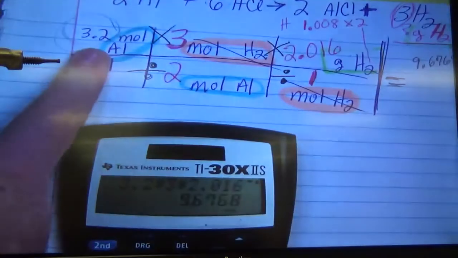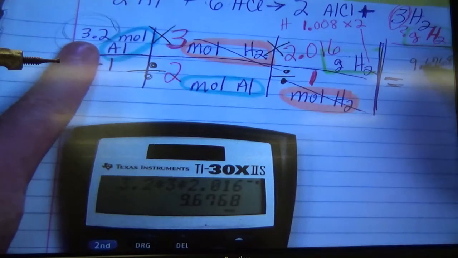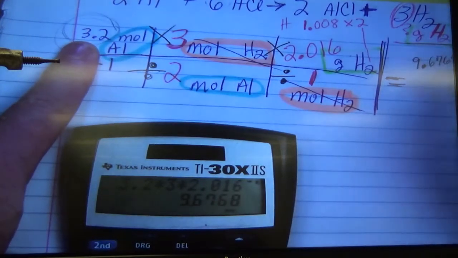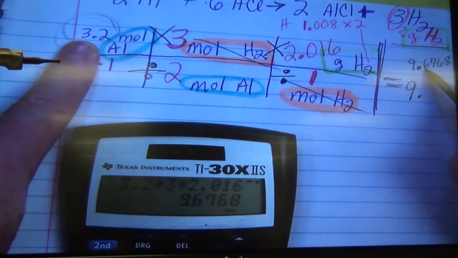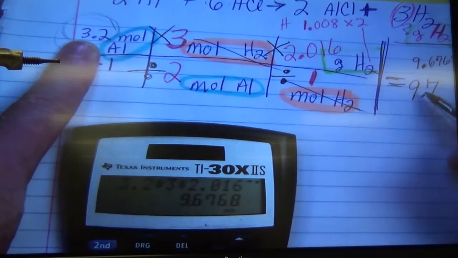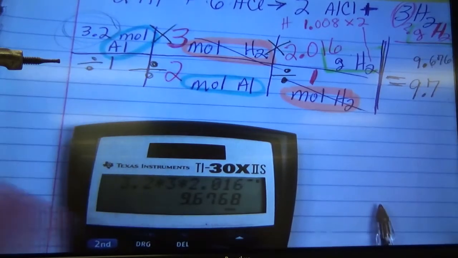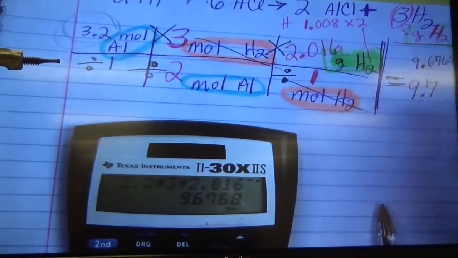But remember, we really only need 2 digits. Our question has 2 digits at the front here. So I'm going to round it to just have 2 digits in my answer. 9 point, should I put a 6 or a 7? 7, right. So this time when we round it, it's 9.7. And remember, the only unit that would not cancel is the grams of hydrogen.